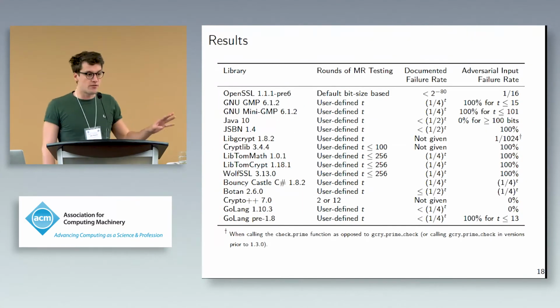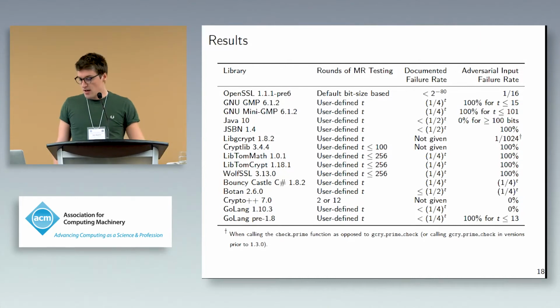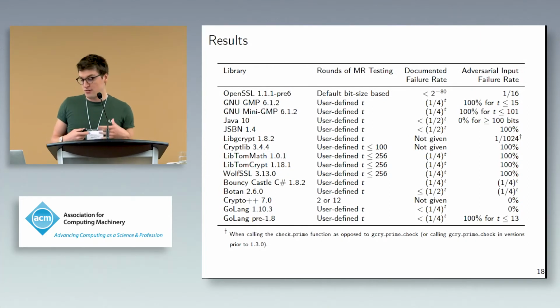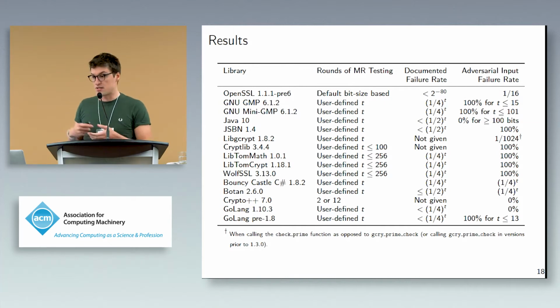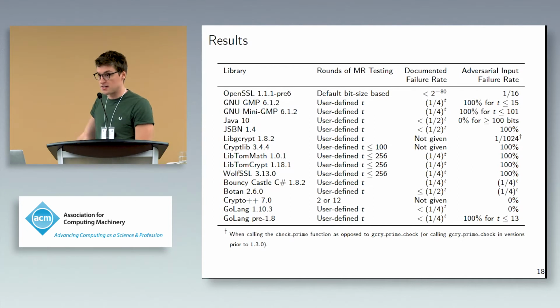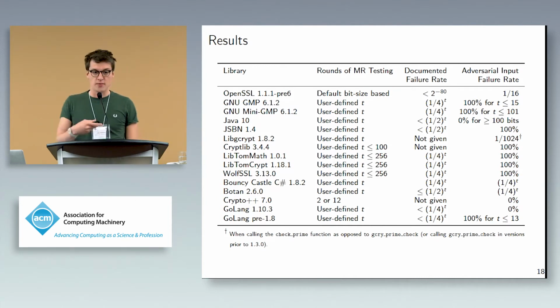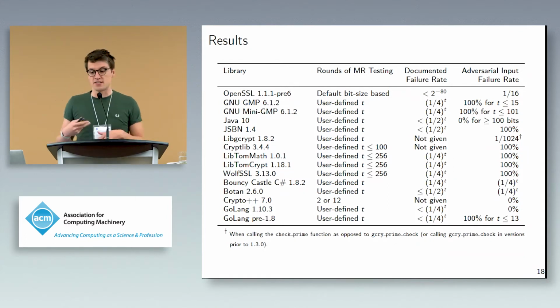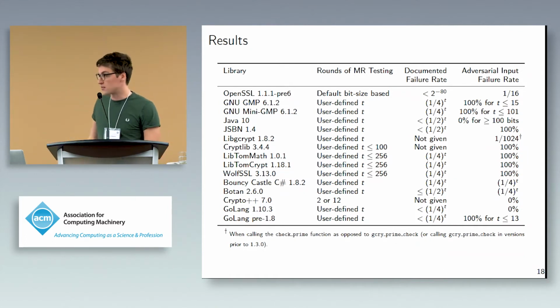So here, just to give a brief overview of our results, we summarize them in a table in which we classify how the rounds of Miller-Rabin were declared. Was it chosen by the user, or perhaps was it set based on the bit size of the number? We then give the documented failure rate. So in documentation, what the library says, or how often the library says this test should fail or give an incorrect result. And we also look at the actual failure rate when given adversarial input.